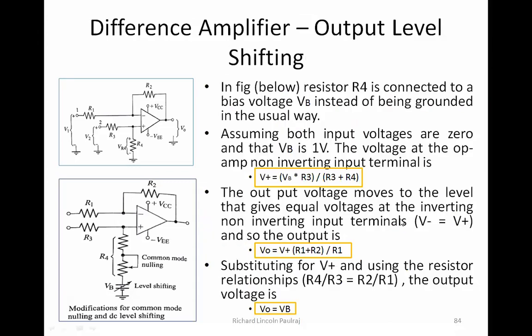Fine. So the next one that we'll be looking into is output level shifting. The same circuit I have brought in here, both the circuits, so that it becomes easy for us to understand the concepts. Two important formulas here, V plus and V naught. Once we substitute this, we get V naught is equal to VB. So my output voltage will be directly dependent on VB. Let's see them one by one.